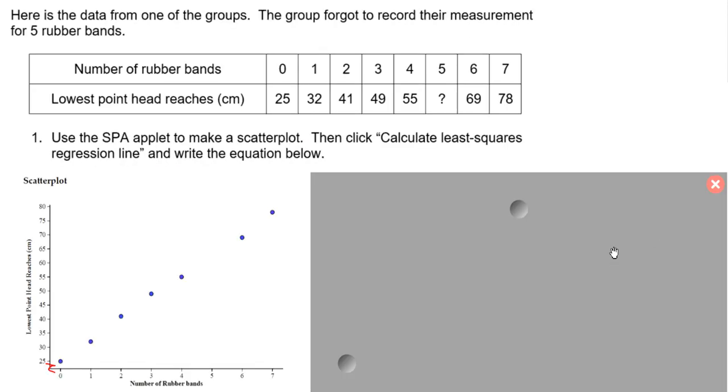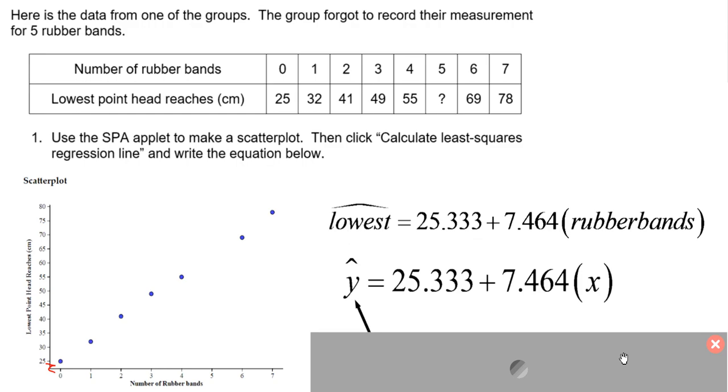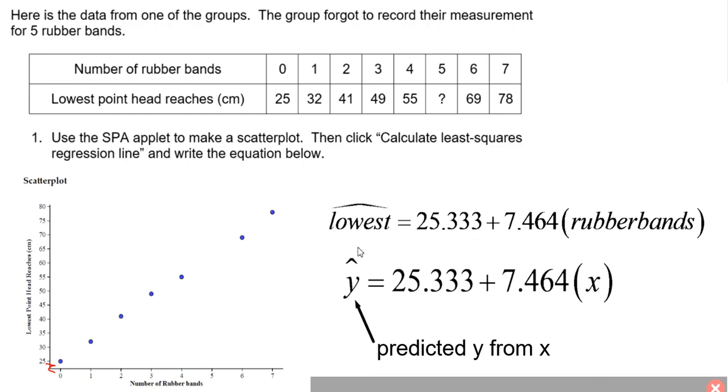And so we talked about getting our scatter plot, right? And we have our equation to represent it. So this is talking about our predicted y, our response variable, from our given x, which was your explanatory variable. So knowing the rubber bands that I put on my chain, I should have a predicted height of the head reaching for the Barbie.